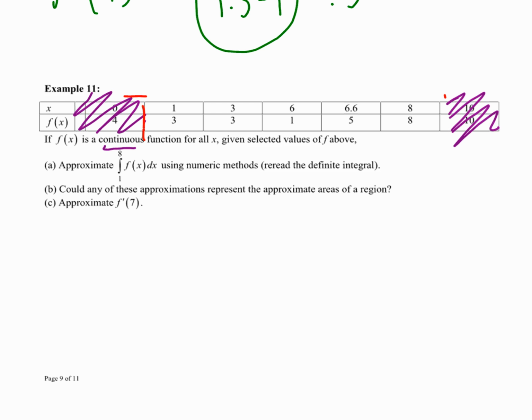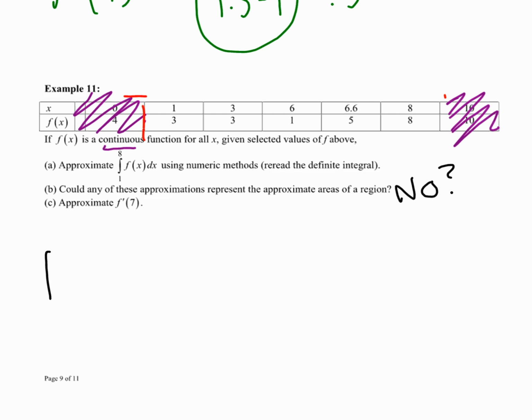And this answer is no. We don't know. Because we didn't know if this function, it's going from 3 to 3. Did it drop below the x-axis? Did it just stay constant? Did it go up or down? So we don't know the signs of this function. We don't know that it's non-negative, so we can't assume that it represents the area.